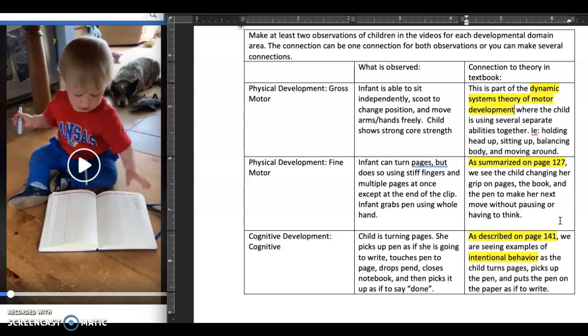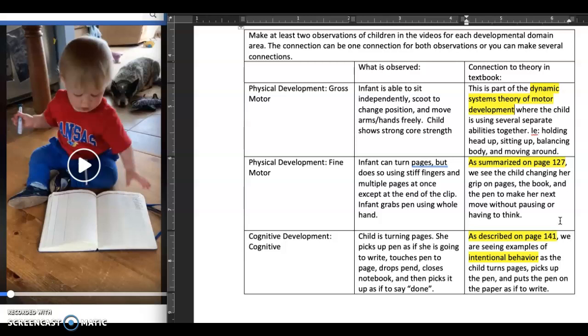So attention is released from the motor skill to events that occur before and after attaining the object. For example, and then they give an example. Well, we see the infant here describing this example. So then we flip to cognitive development. And what did I say about cognitive development?